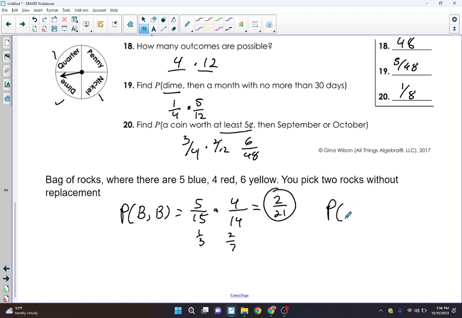If I said, what's the probability of getting yellow, then red. So in this scenario, I have yellow, which is 6 out of 15, and then red, which is 4 out of 14. I still took a rock out of the bag. Okay, I still took a rock out of the bag. So that is going to be, we can simplify this to 2/5. We can simplify this to 2/7, 4/35. Okay.